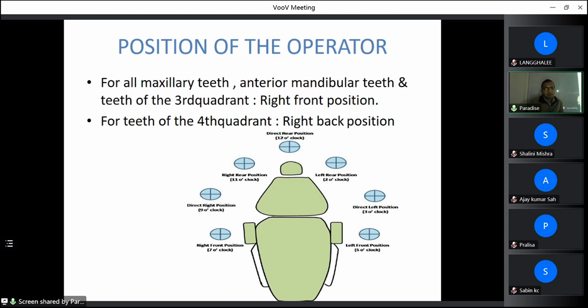Position of the operator in all extractions: if you are right-handed, you have to stand at the 8 o'clock position. Only in case of lower right posterior teeth, or fourth quadrant teeth, you have to stand at the 12 o'clock position, or rearmost position.